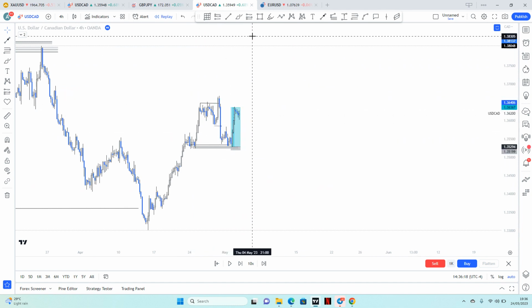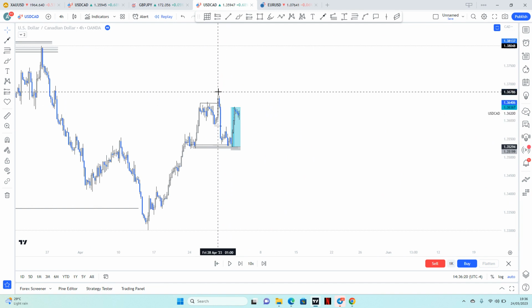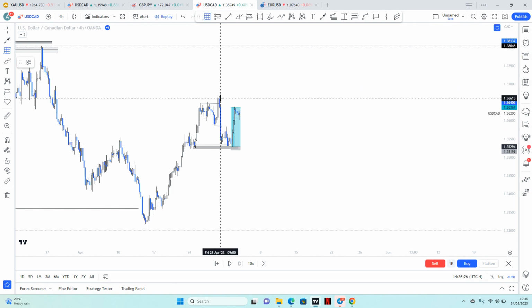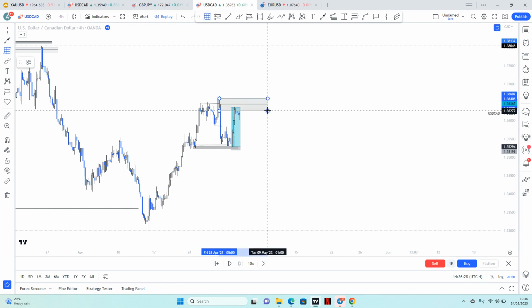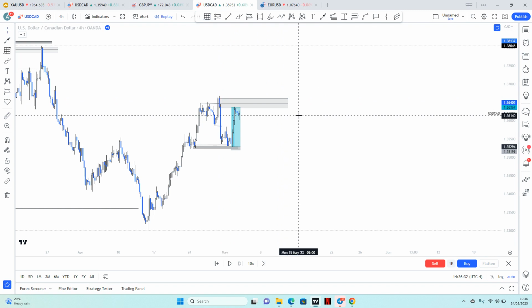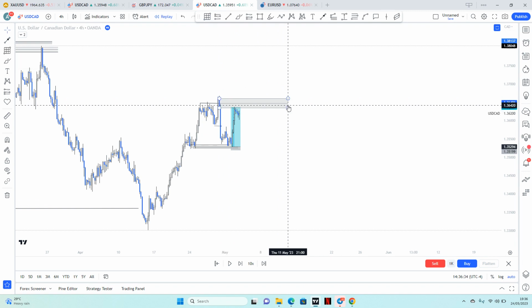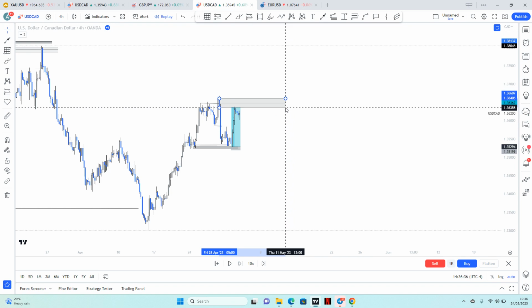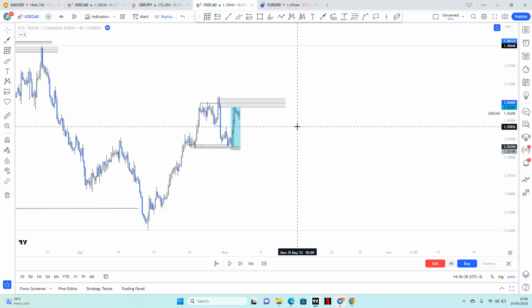This is what we call the order blocks. Everything here, you can refine it to this one, all of them. It doesn't matter. You could refine it to everything here and take your sell. There is no two ways about it.